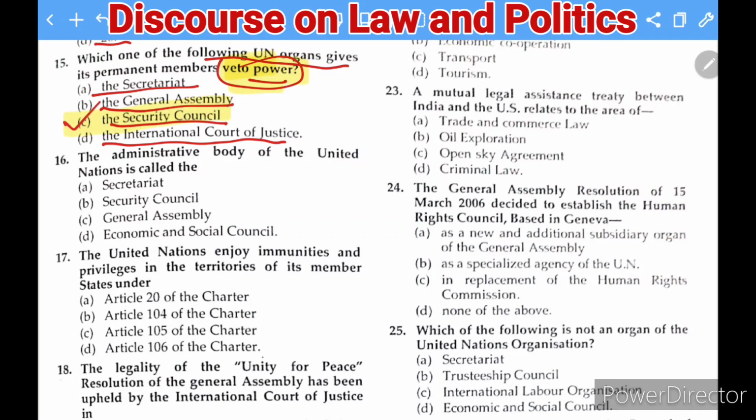Okay, moving to the next question. The administrative body of the United Nations is called what? The options given are Secretariat, Security Council, General Assembly, Economic and Social Council. Which is the right answer? Give your answer in the comment box. I am waiting for your response. The right answer of this one is the Security Council, which is an administrative body of the United Nations.